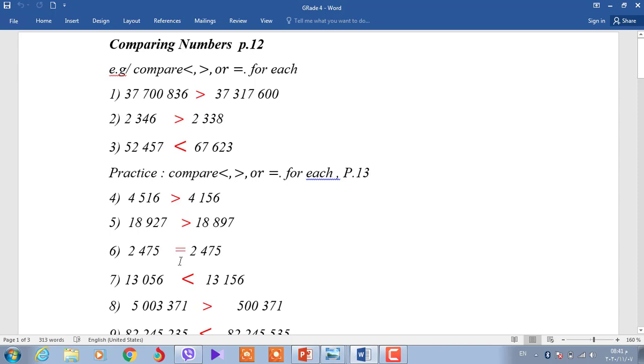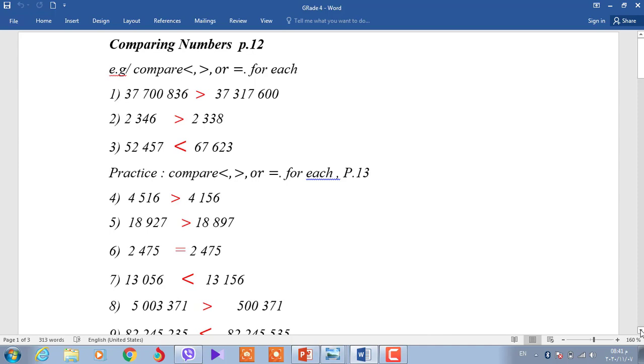In 7 we have 13,056 and 13,156. We have 13,000 and 13,000. And we have 0 in the hundreds place and 1 in the hundreds place. Because 1 is greater than 0, 13,156 is greater than 13,056.